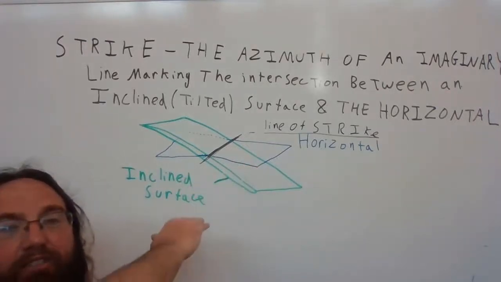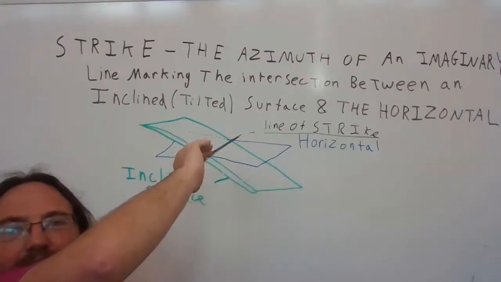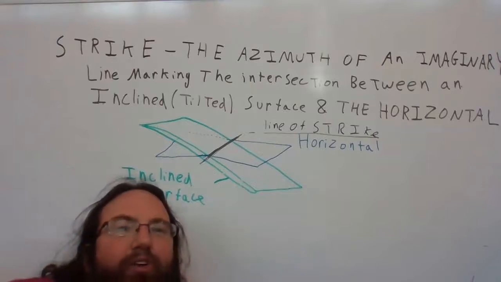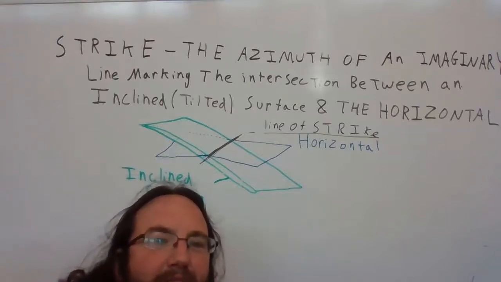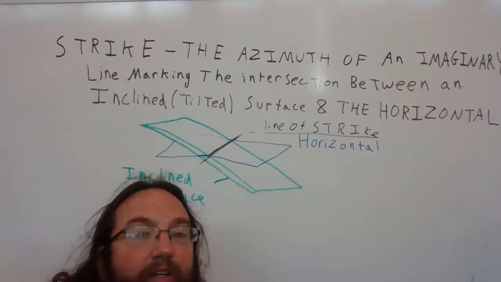And then wherever two planes intersect, this line of intersection is the line of strike. And this line of strike is always horizontal. And the strike direction is simply the compass bearing of that line.